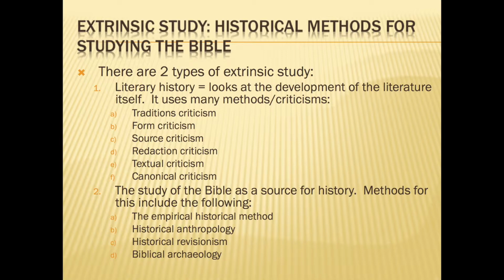The first, literary history, looks at the development of the literature itself, and it has many criticisms, which will be defined a little bit later. The second type of extrinsic study looks to the Bible as a source for history itself. Methods include the following listed there, and again, these will be defined in future slides.